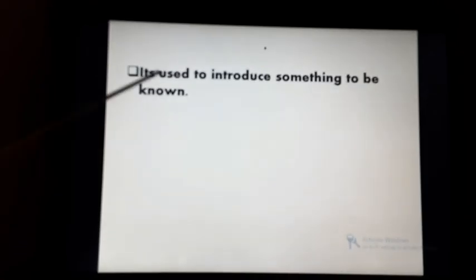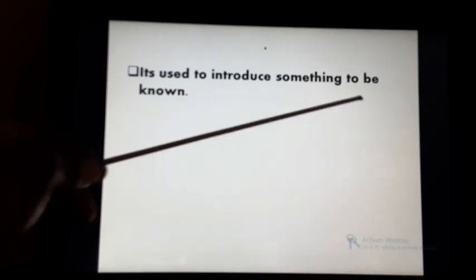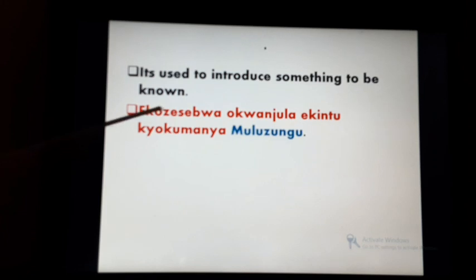Okay, let's proceed. So it is used to introduce something to be known. So these are, you use it when you want to introduce something to be known, for example, to people or to someone.